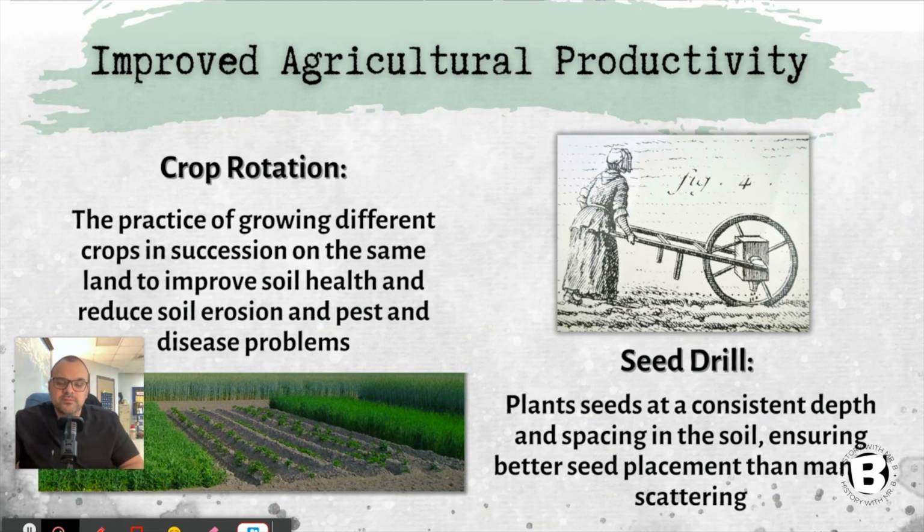But the seed drill made sure that the seeds themselves were planted at a consistent depth. They were spaced out consistently. That resulted in more of the seeds sprouting and growing, and really maximized the use of land, and again caused an increase in production of agricultural products.